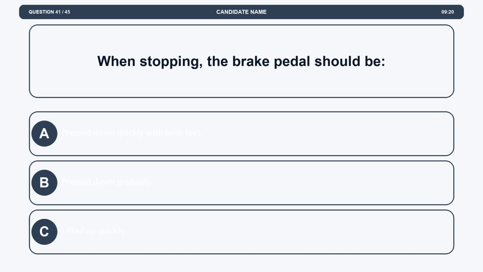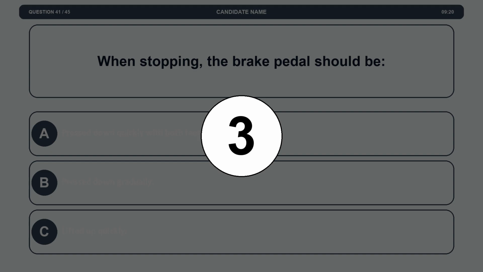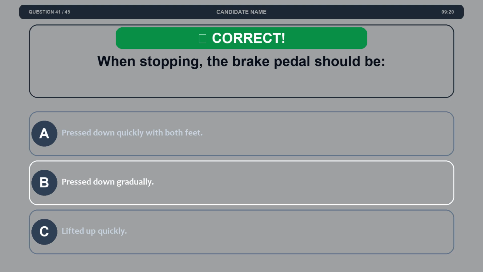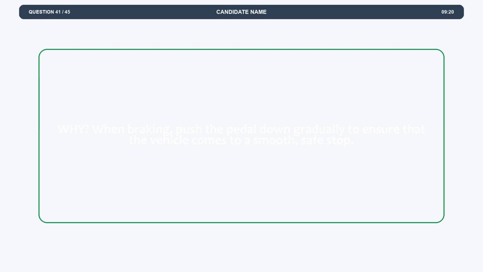Question 41. When stopping, the brake pedal should be: Option A, pressed down quickly with both feet. Option B, pressed down gradually. Option C, lifted up quickly. The correct answer is option B, pressed down gradually. Explanation. When braking, push the pedal down gradually to ensure that the vehicle comes to a smooth, safe stop.